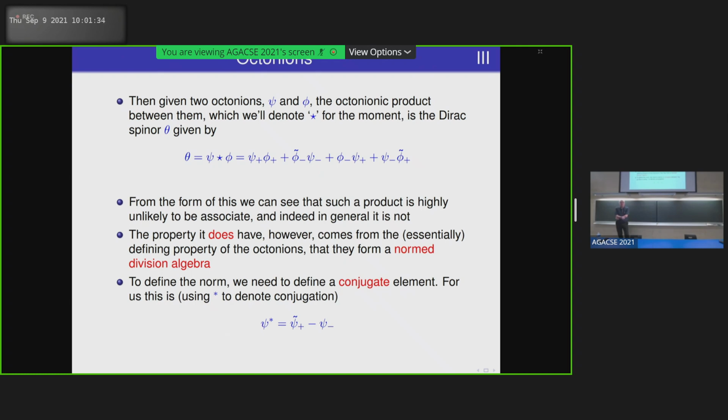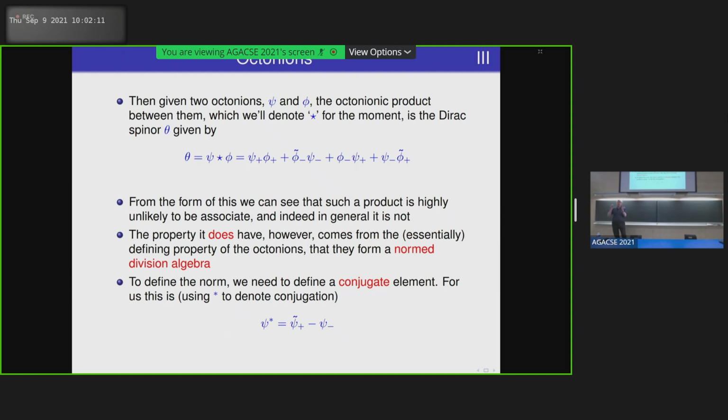So the output is a Dirac spinor. We take psi star phi, and that's this sum of 4 geometric algebra STA products: psi plus, phi minus reverse, psi minus. Well, you can read the rest for yourself. It's quite complicated, but there are just 4 of them. And of course, you can work these out very simply. You've got any program which can do 1 and 3 space. Now, from the form of this, you can see that such a product is highly unlikely to be associative. And in general, of course, it is not.